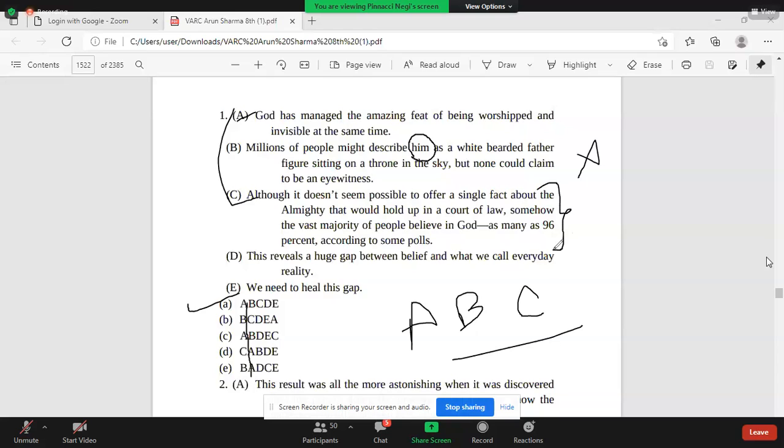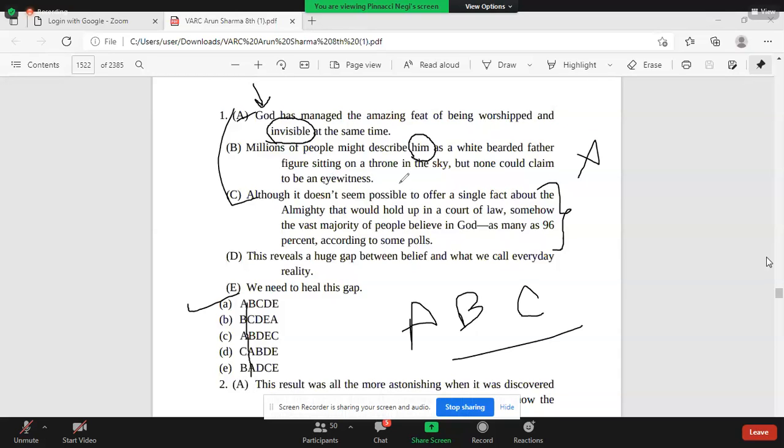Your opening sentence will not be so elaborate that in the opening sentence itself something is said and then evidence is given to support it. No. So certainly A looks like an opening sentence to us. God has managed the amazing feat of being worshipped and invisible at the same time. What would logically follow it? Then answer option B. It says, what has God done? What is the central idea? That he's both worshipped and invisible at the same time.